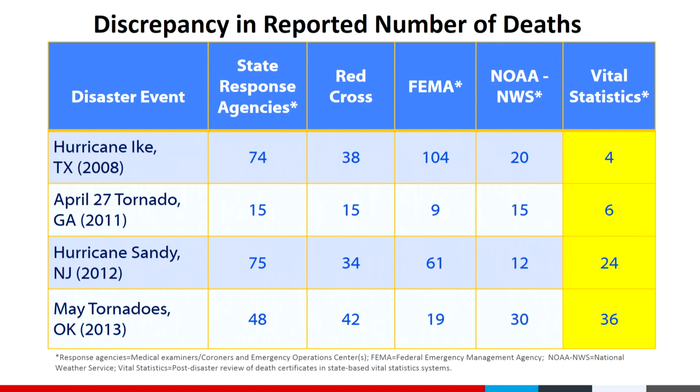demonstrates the discrepancy of reporting numbers of deaths during natural disasters. And what you have on the left are just different events that we've done evaluations on, and up on the top are the different agencies. The first column is state response agencies: medical examiners and coroners and emergency management. Then you have Red Cross that does condolence visits. They collect data, and FEMA does funeral benefits, and then National Weather Service has their own storm database that they report, and then you have vital statistics.